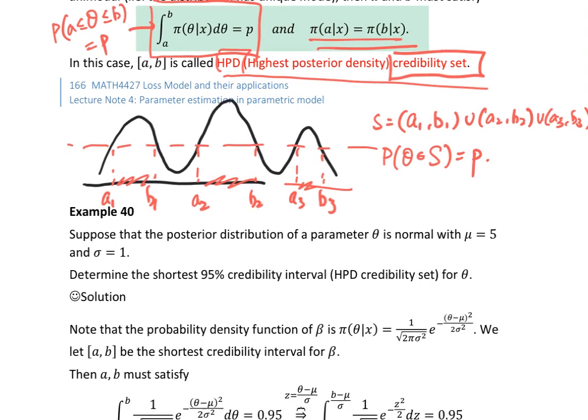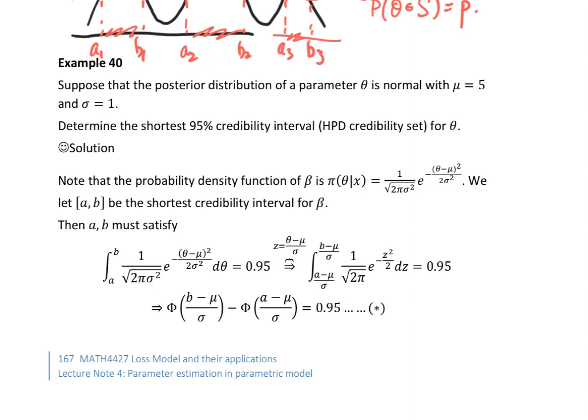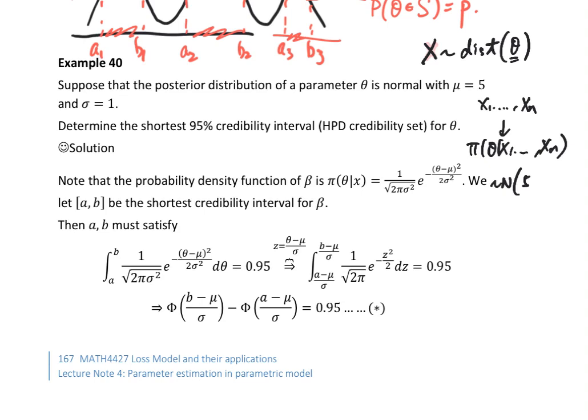Now let us look at an example and have a very quick practice on this calculation. Let's suppose you have a random variable s, which follows a certain distribution with some parameter theta. In this example, let's assume that after some investigation of the given data, I know that the posterior distribution follows the normal distribution with mean equal to 5 and sigma equal to 1.